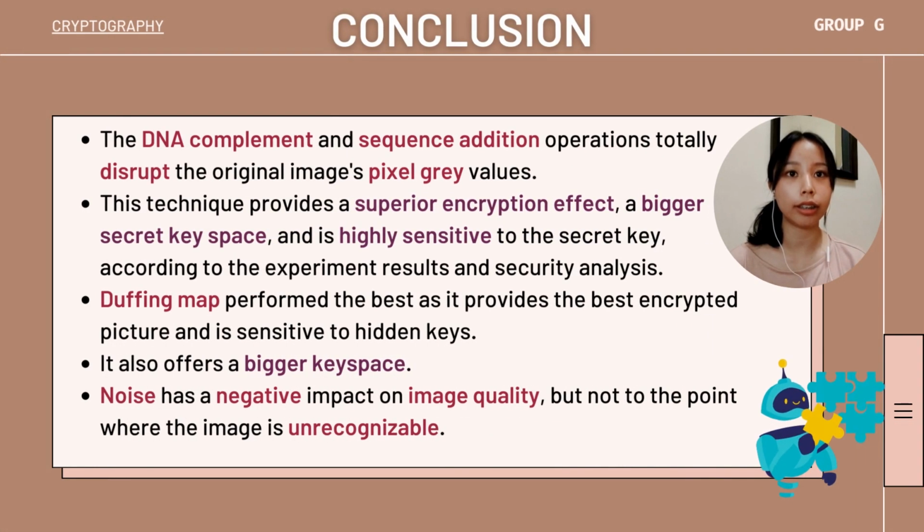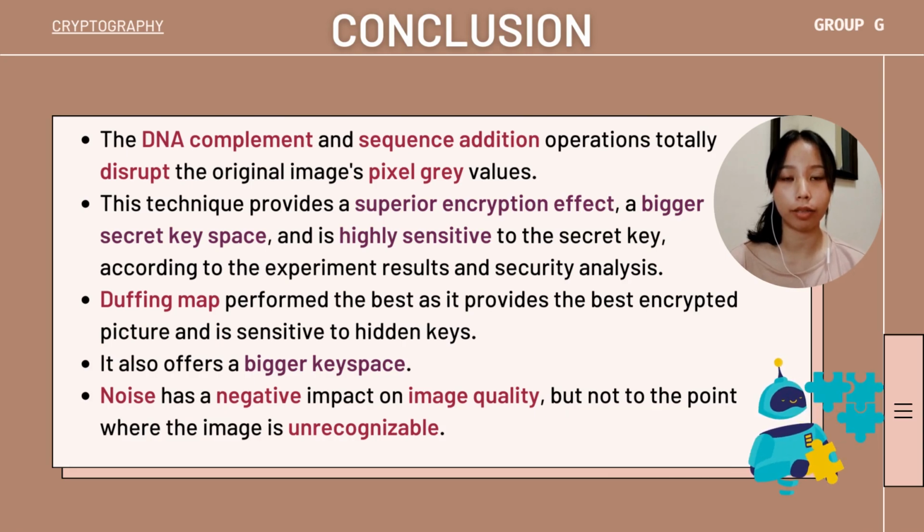In conclusion, the DNA complement and sequence addition operations totally disrupt the original image's pixel gray values. According to the experiment results and security analysis, this technique provides a superior encryption effect, a bigger secret key space, and is highly sensitive to the secret key.